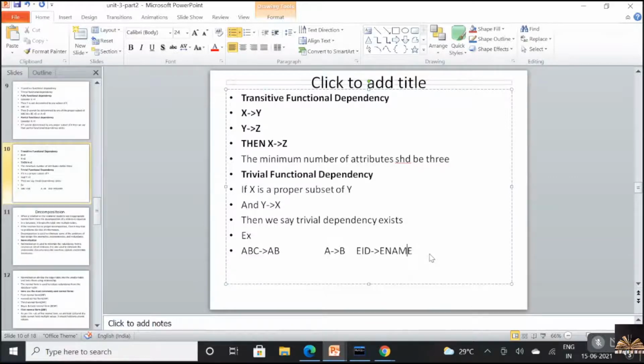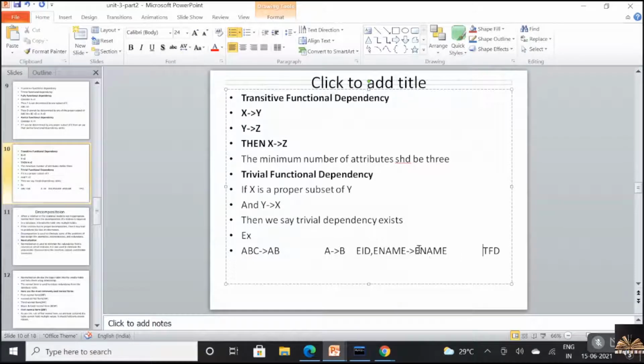And if I modify this to EID comma ename together determining ename, then I say that ename is part of EID comma ename, or ename is a subset of EID comma ename. Then this leads to the concept of trivial functional dependency.